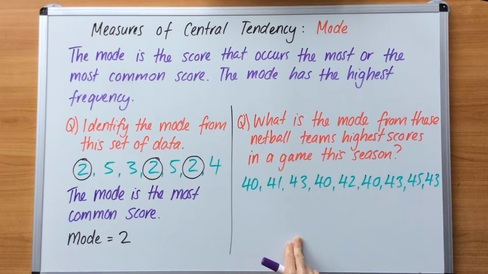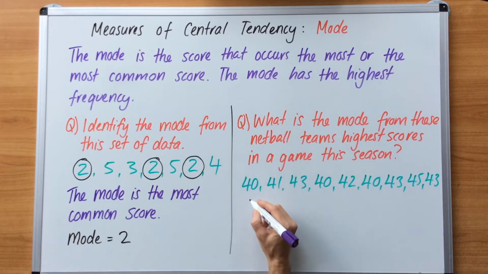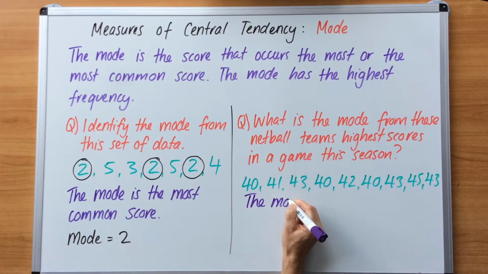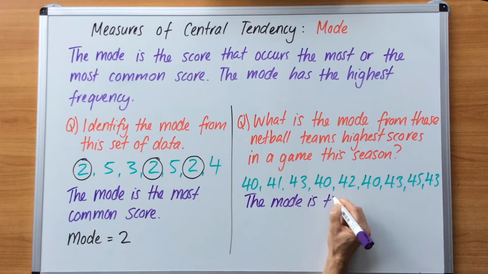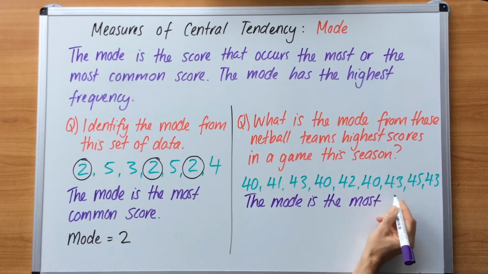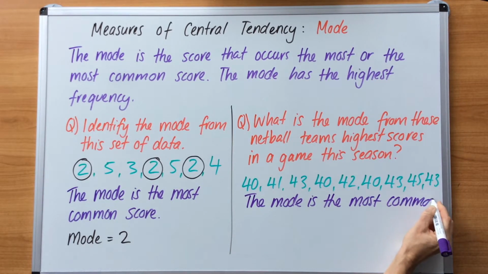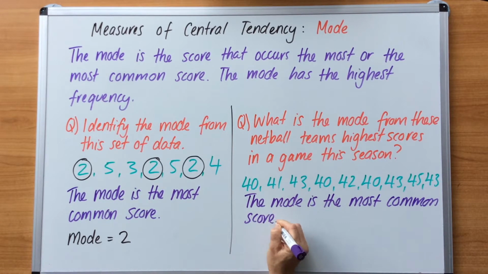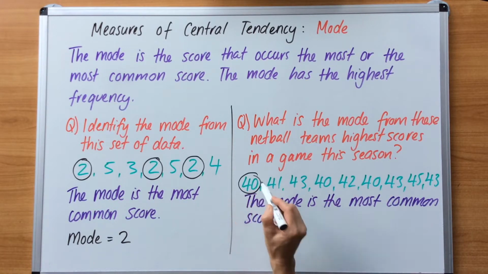We're also going to take a look at this netball example here. It says, what is the mode from these netball teams' highest scores in a game this season? So again, just like I did over here, we write the mode is the most common score. That just shows our understanding of what the mode is. And now we're going to go through and have a look. So I'm going to look at the data, and I can see the number 40 appears quite a bit.